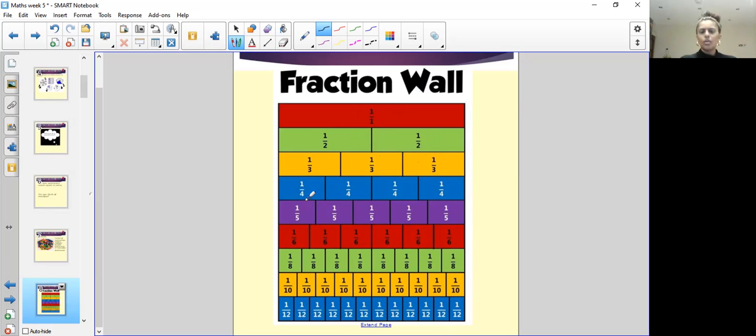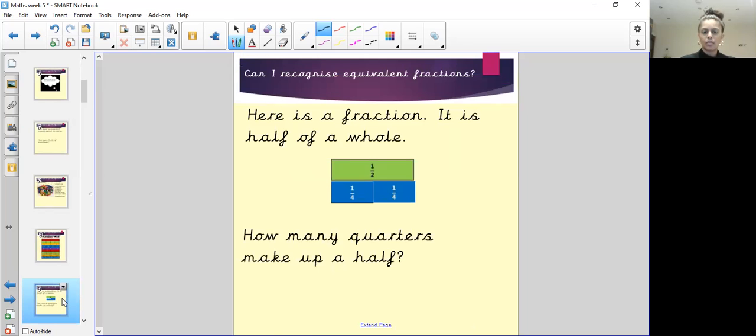4 fours make one whole. 5 fifths make one whole. 6 sixths make one whole. 8 eighths make one whole. 10 tenths make one whole, and 12 twelfths make one whole. So each of the numbers at the bottom, our denominator, makes the whole up. I'm sure as we go on, this will make more sense.